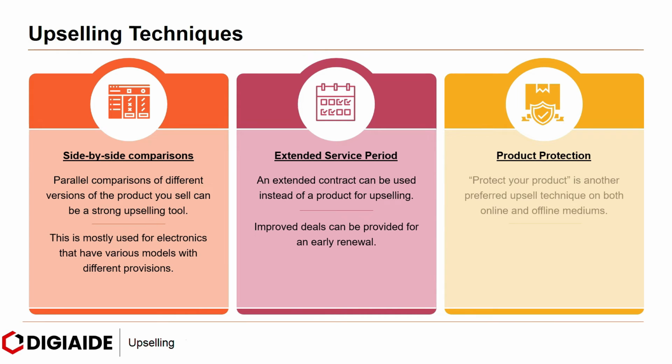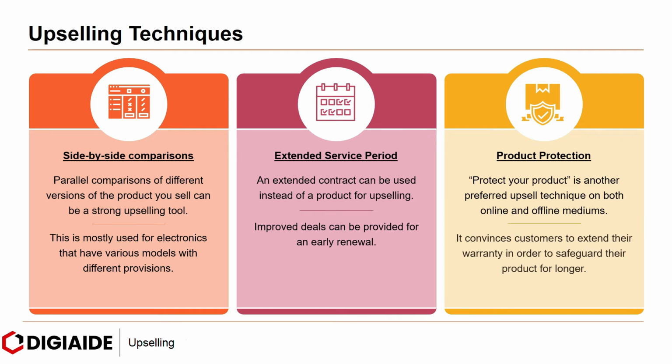Next, product protection. Protecting your product is another preferred upsell technique on both online and offline mediums. It convinces customers to extend their warranty in order to safeguard their products for longer. Example: screen replacement warranties are offered for newly purchased phones.